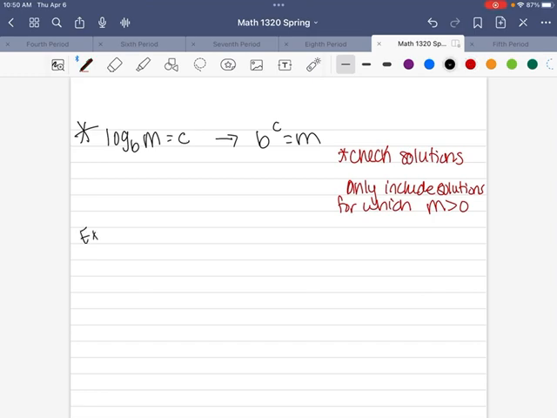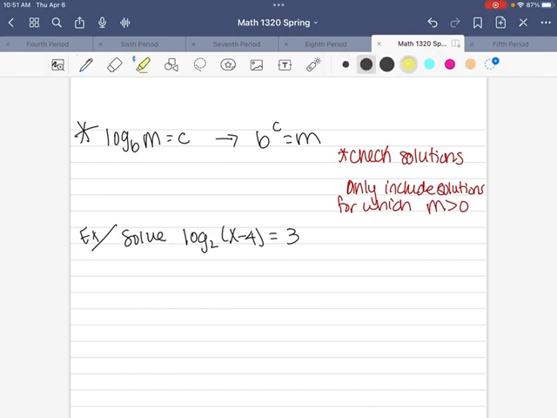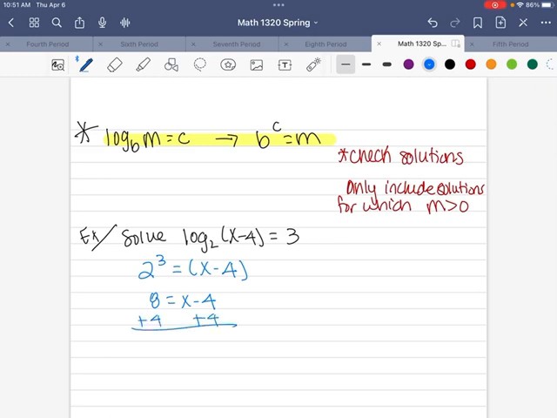Okay, so let's say we want to solve log base 2 of x minus 4 equals 3. So this is in logarithmic form. We want to change it to exponential form using the rule above, using this rule. So we can rewrite it as 2 to the third power equals x minus 4. And so now it looks like a problem that we can solve easier, because we know 2 to the third power is 8. And then from there, I'll add 4, and I get that x equals 12.